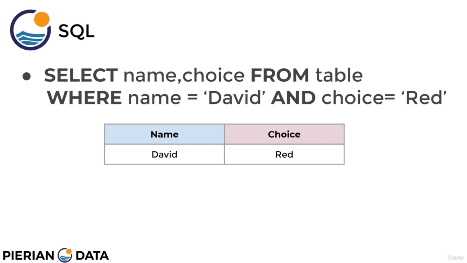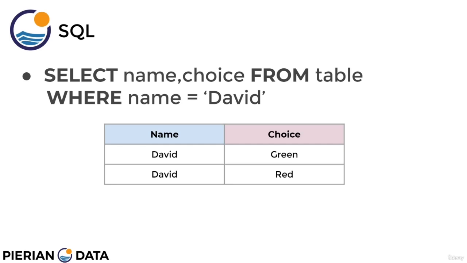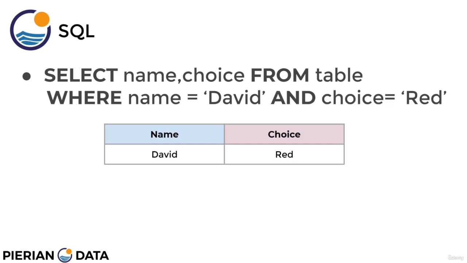Let's imagine I wanted to do multiple conditions. So previously I have two Davids here where we have green and red. I can use those logical operators such as the AND keyword to test for multiple conditions. So here I'm grabbing the name and choice column from this table where the name is equal to David and the choice is equal to red, returning back this single row where both those conditions have to be true.